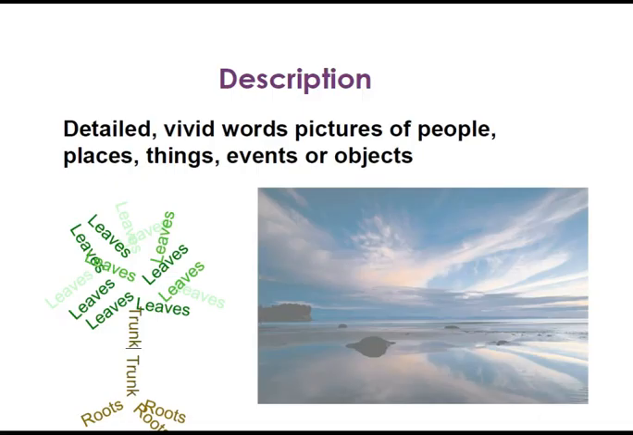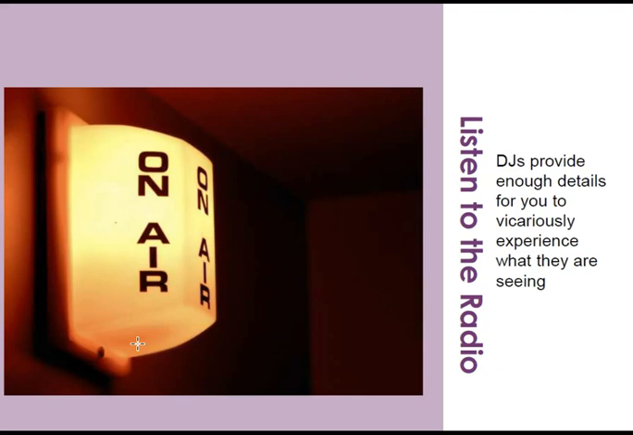The fourth type of supporting material that can be used is a description. Descriptions provide detailed, vivid word pictures of people, places, things, events, or objects. The point of description is to paint a picture with words. Although radio is not as popular as it used to be, the radio is an excellent place to find talented DJs or sports announcers who can verbally provide enough details so you can vicariously experience what they are describing.